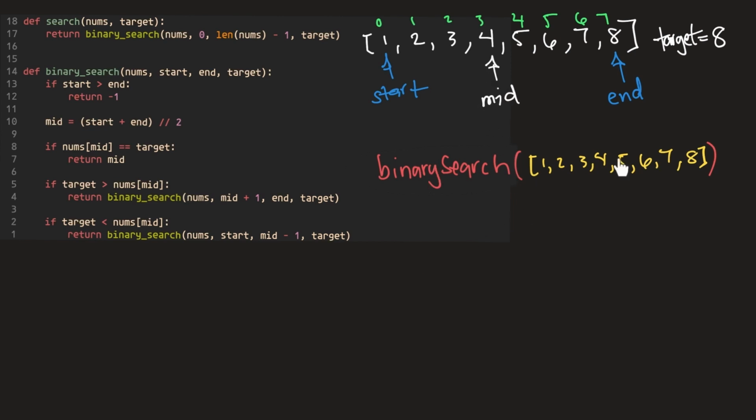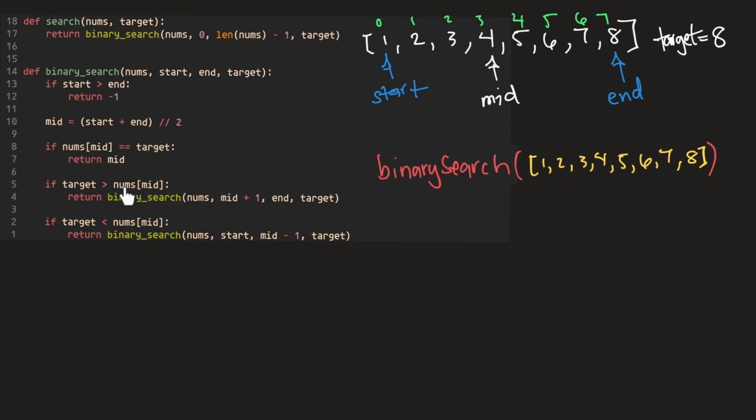So this is our initial call to binary search. The portion of the array that we're searching looks like this because our start and our end are like so, and our mid is this index here. So then we would move down to here and we check to see if our mid is equal to target. So the value at mid is 4 here, and our target is 8, and 4 is not equal to 8, so this condition does not resolve to true.